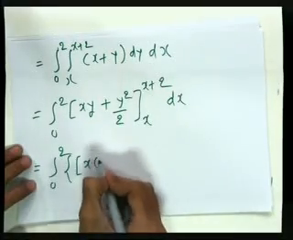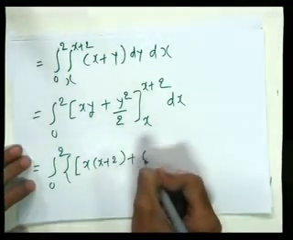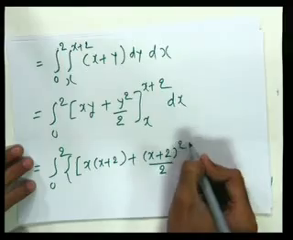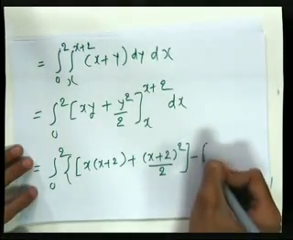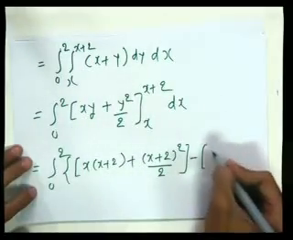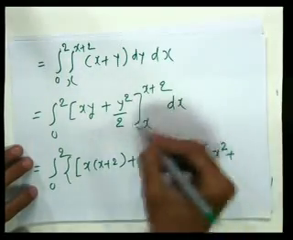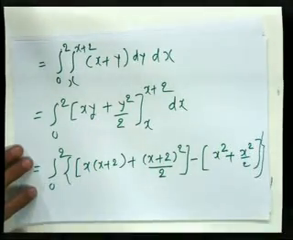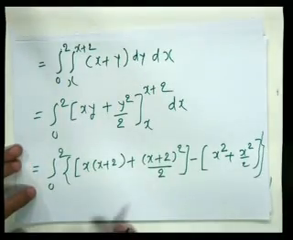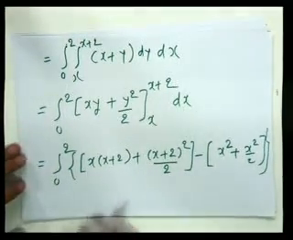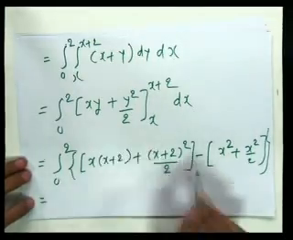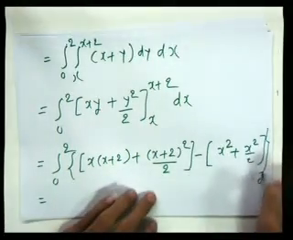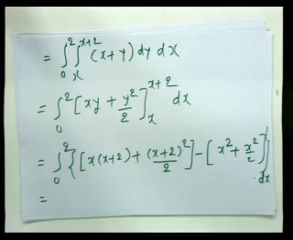Then it is x into (x plus 2) plus (x plus 2) whole square by 2 minus, when I put the lower limit, x into x, which is equal to x square plus x square by 2. Okay, this is the limit. So after all the calculation of this, we can find the expression in x, and then we will integrate this with respect to x.